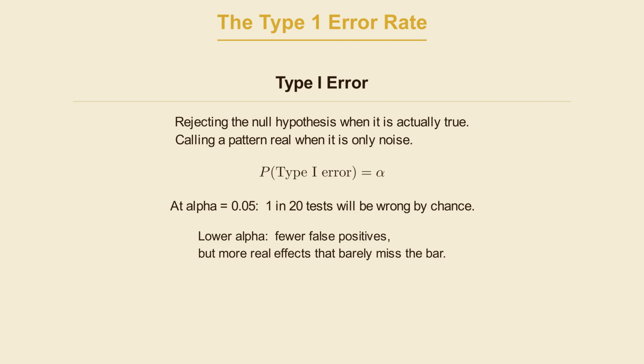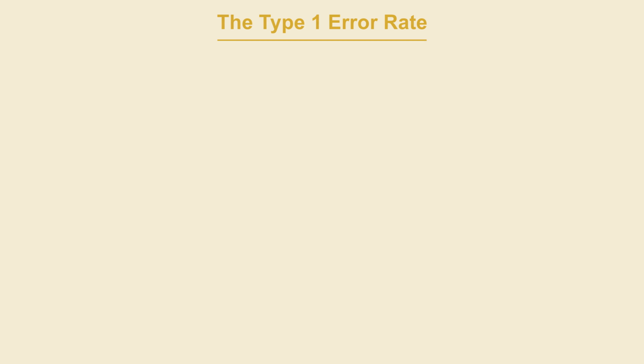A tighter threshold means that you have fewer false positives. But a tighter threshold also means you'll miss more real effects that barely don't clear the bar. We'll dig further into what this exactly means later on, but that trade-off doesn't go away. And how you deal with that trade-off determines what kinds of mistakes you're willing to live with.